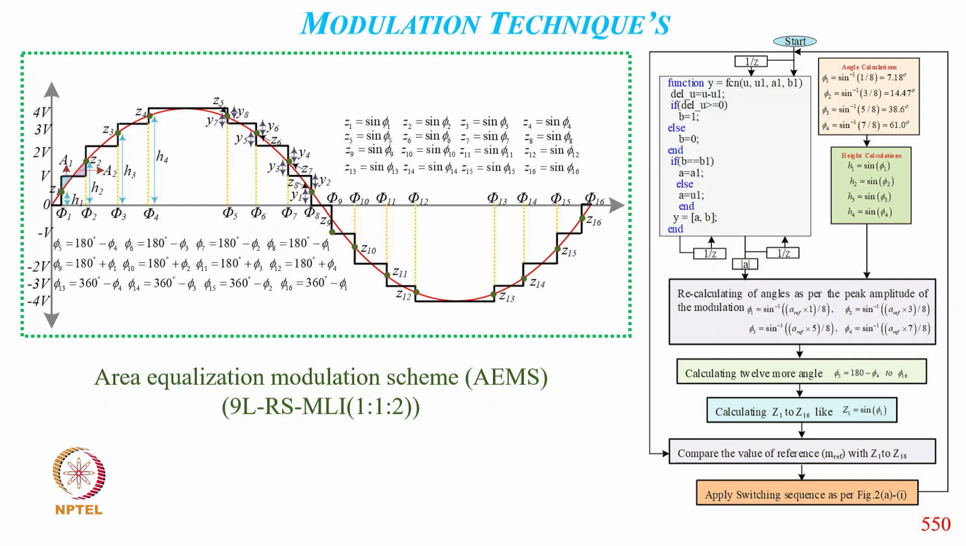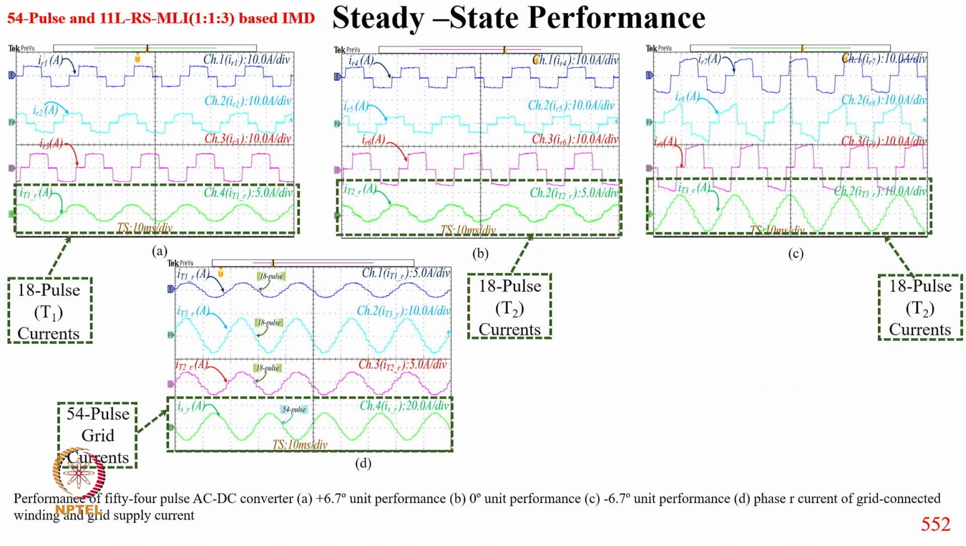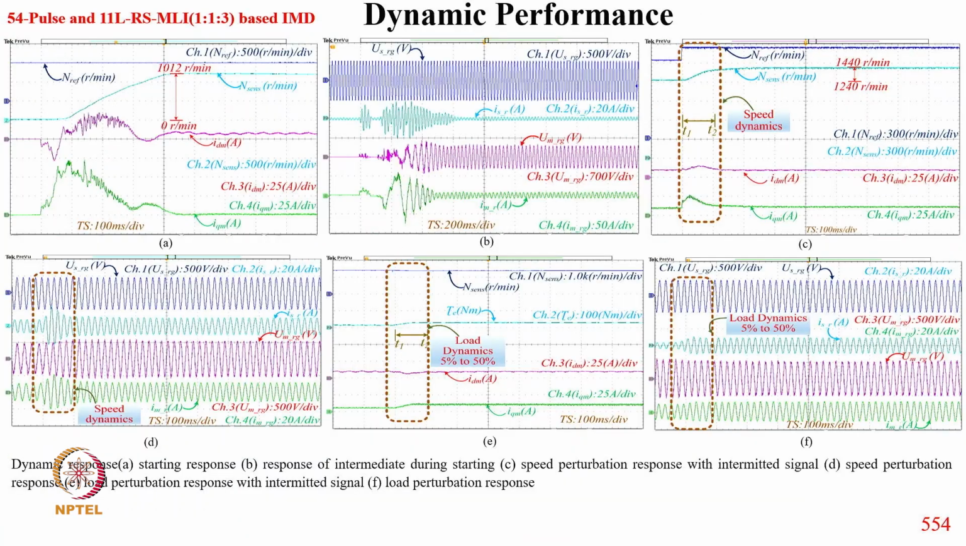So you can see how the angles are calculated and the flowchart corresponding to the implementation. And these are of course typically all the calculation of the angles. And these are typically the performance, how the 18 pulse currents of T1, T2 and T3, and finally the 54 pulse converter current comes as the addition of all. Then the motor side, inverter side voltage finally, and typically corresponding to this 11 level converter.